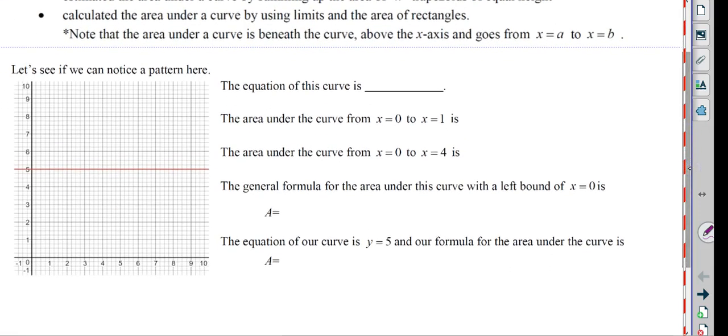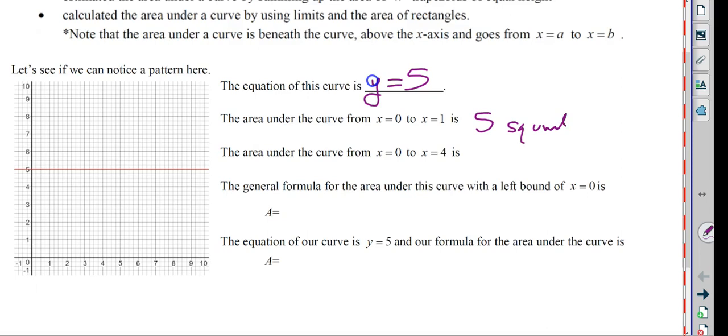We'll look at a couple of things. Like here's a function, right? What's the equation of this curve / line? Y is equal to 5. Y equals 5. What's the area under the curve from 0 to 1? So what's this area? 5 square units. How about from 0 to 4? 20 square units.